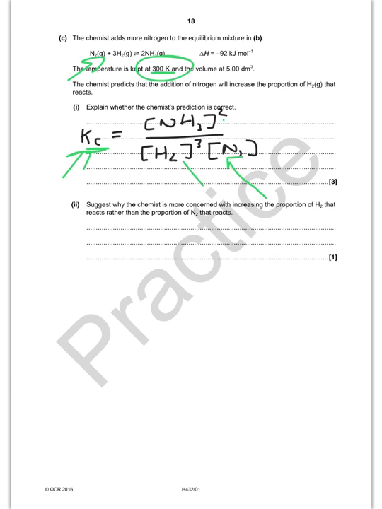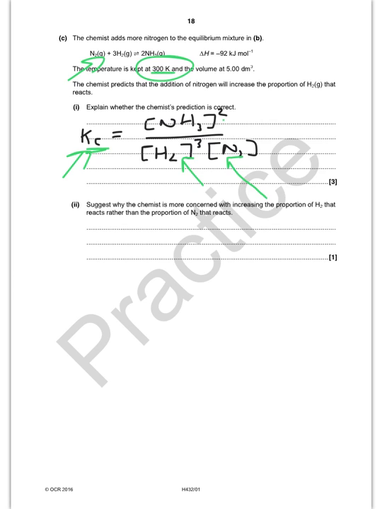And in order to produce more ammonia, it means that some of your hydrogen is going to be used up. So you need to talk about Kc will not change with pressure or concentration. And therefore, as the N2 increases, that would change your value of Kc. And therefore the H2 must react with the N2 to return the value of Kc to its original value, which means that the chemist was correct.